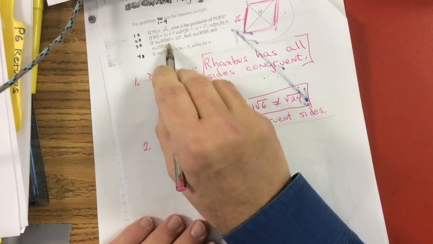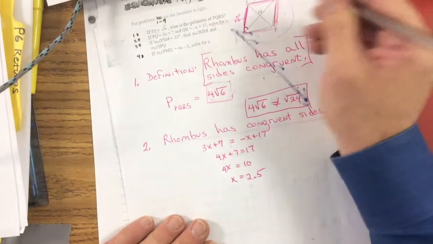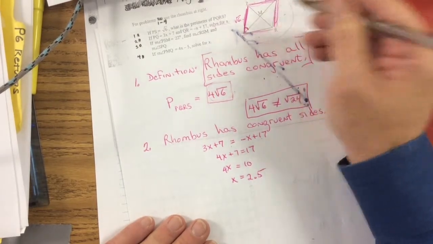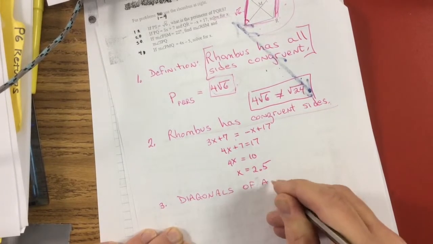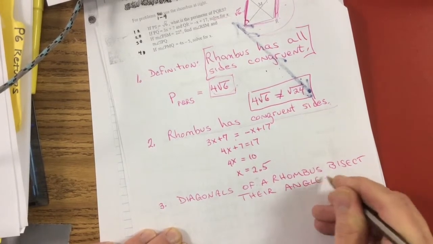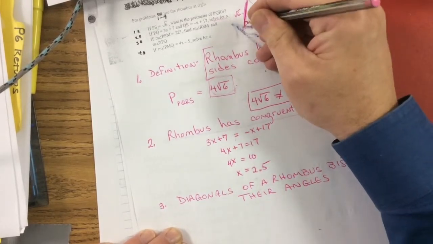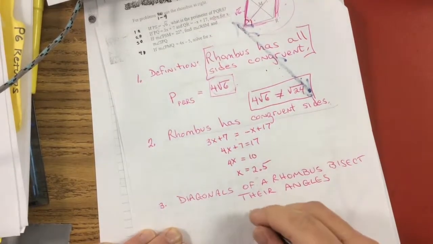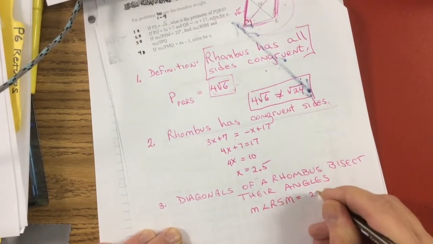Here, if PSM is 22 degrees, where is that? PSM, that's this angle right here. Find RSM. Well, here's the thing that we know about rhombuses. The diagonals of a rhombus bisect their angles. So that means this diagonal here is going to bisect this angle, cutting it into 2 equal pieces. So these 2 angles have to be congruent. That means the measure of angle RSM is equal to 22 degrees.